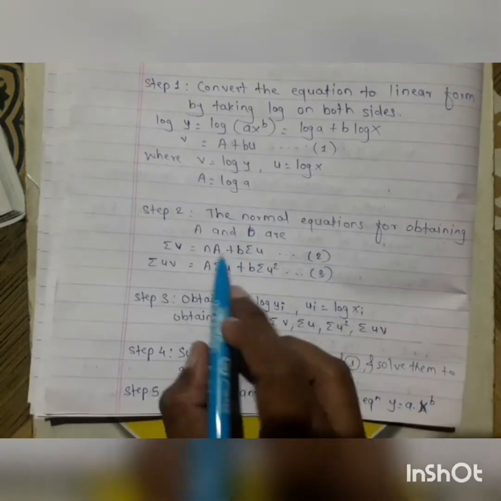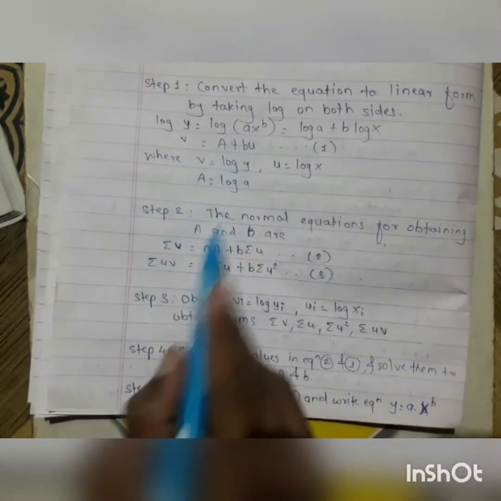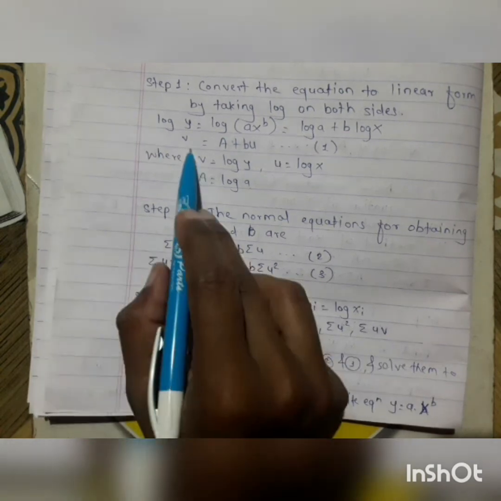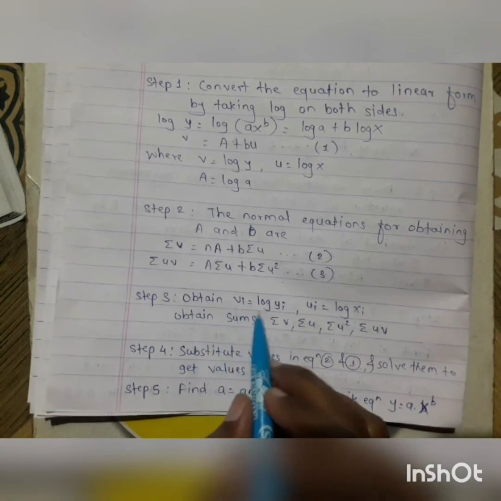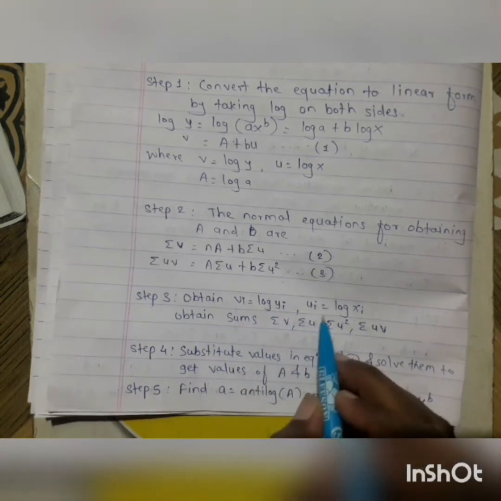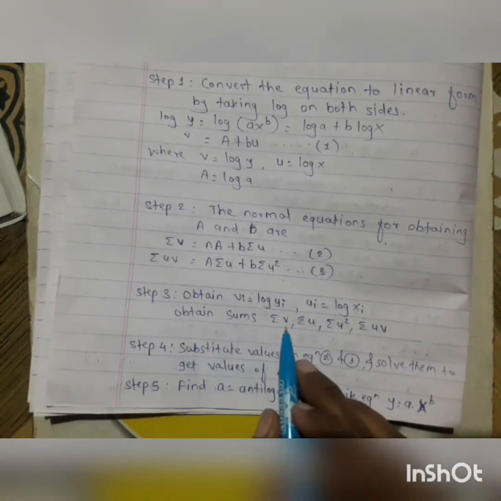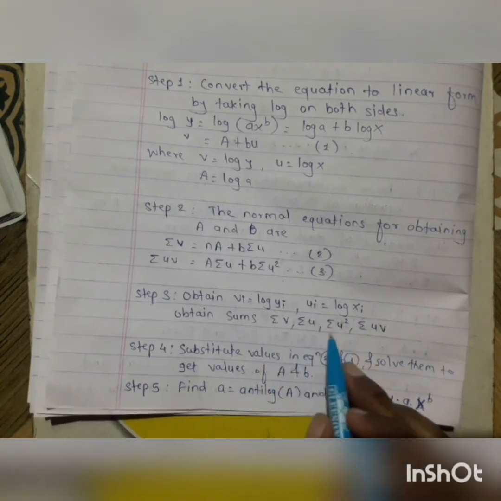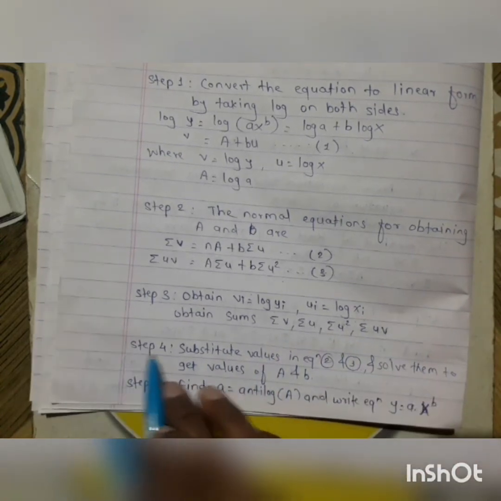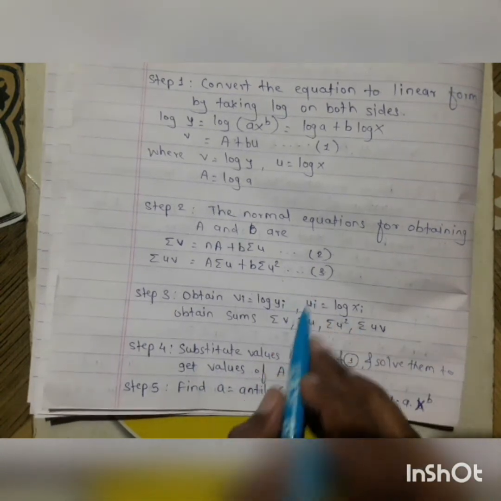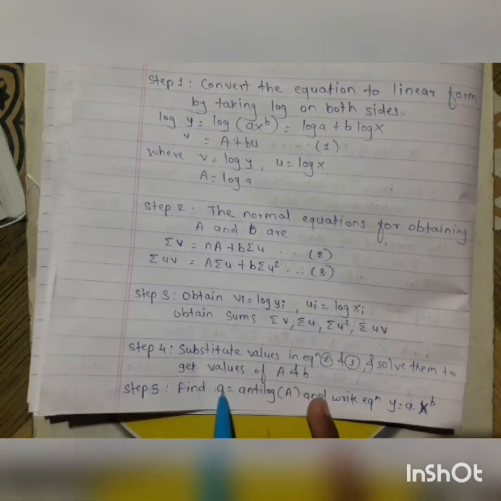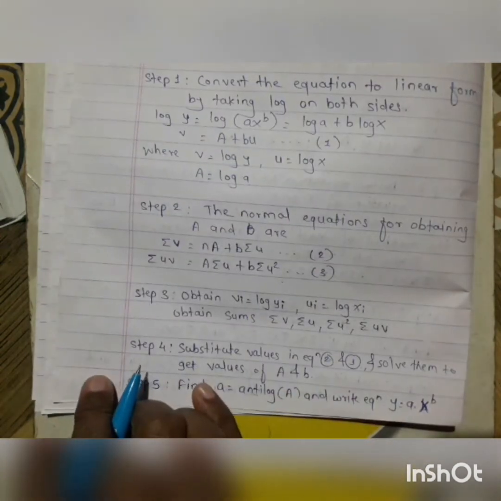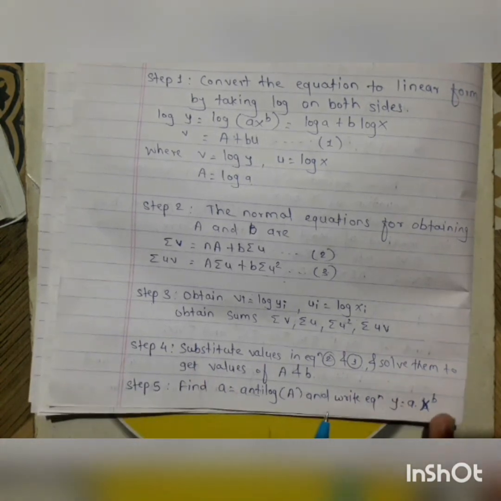And step second is also the normal equations for obtaining a and b, taking summation on both sides and then multiply u in this term. Then step third is, obtain vi is equal to log yi, ui is equal to log xi, obtain sums summation v, summation u square, summation uv. And step 4, substitute these values in 3 and 4, and then we solve, we get a and b. And step 5 is, find a is equal to antilog of a and write the equation y is equal to a into x raised to b.